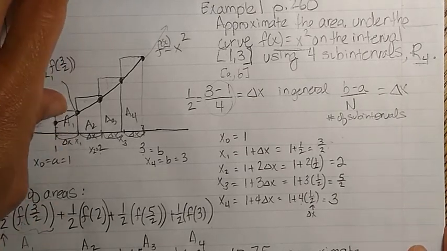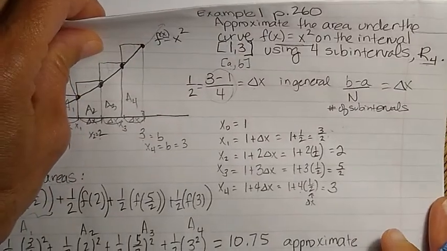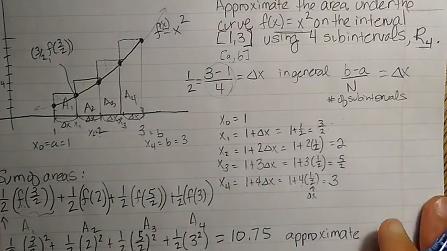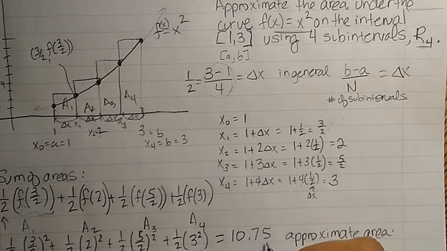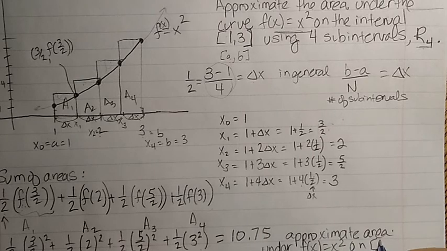Whoops, I'm off screen. There we go. This is an approximate area under f of x equals x squared on the interval from 1 to 3.